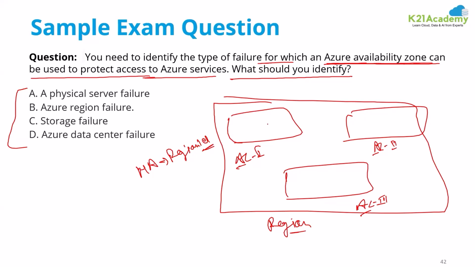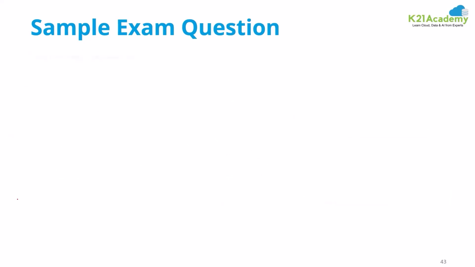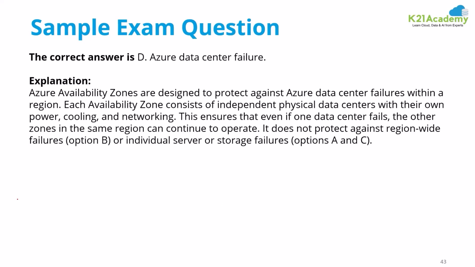So basically, if I deploy my virtual machines in these three different availability zones, if something goes wrong in one availability zone, which is basically an Azure data center failure, right? So whosoever has given D as the correct answer, they are right. D, Azure data center, because availability zones are designed to protect against Azure data center failures within a region, right?